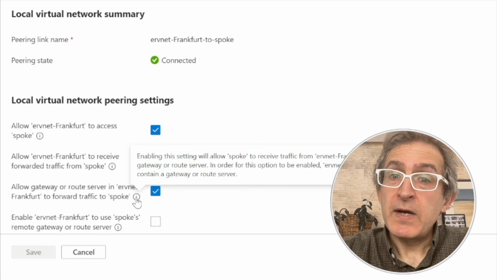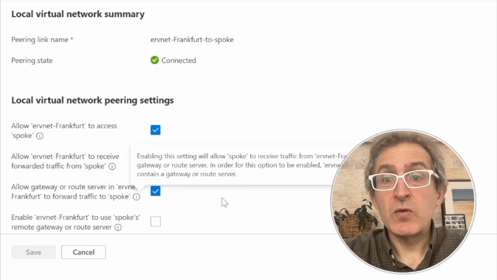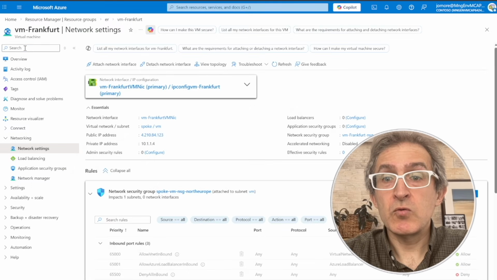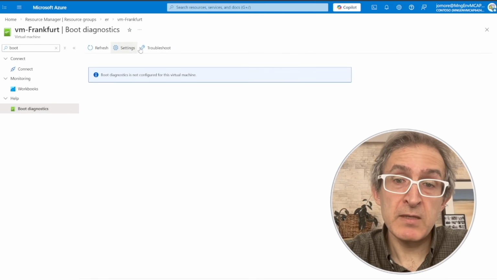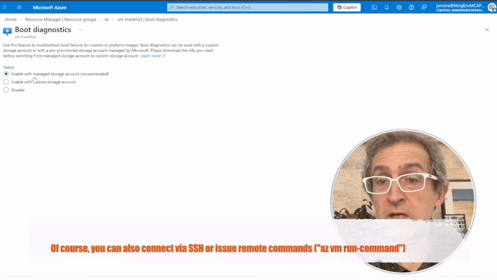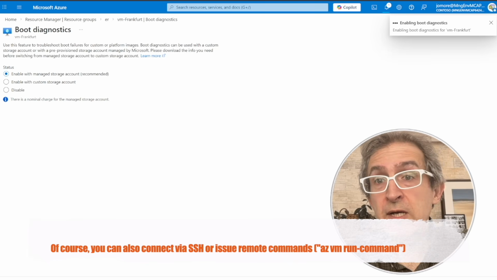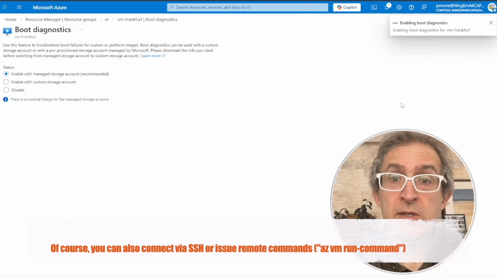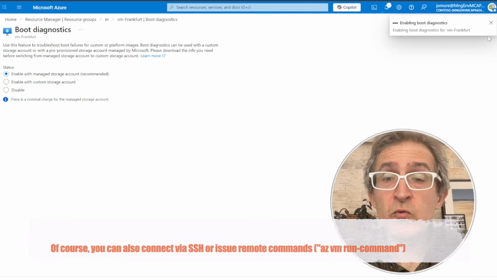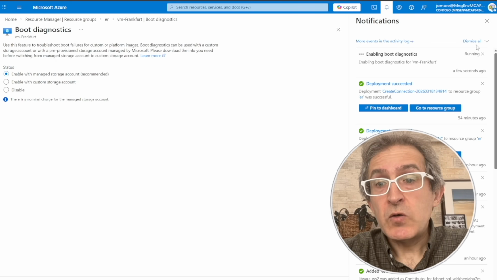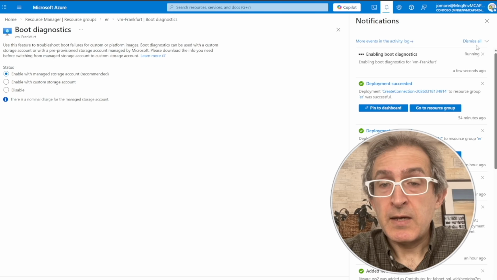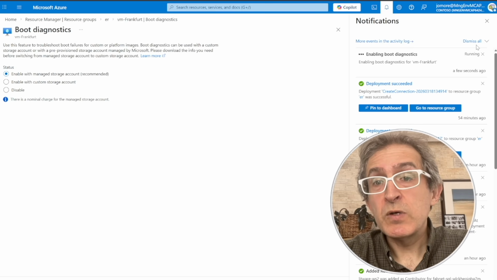Okay, now we have verified that routing works, so the virtual machine should be able to reach on-premises. We can connect to the virtual machine via the remote serial console. In order to do that, first we need to enable boot diagnostics. Let's do that quickly with a managed storage account. And then we can connect to the virtual machine via the console. And what we will do is just a quick ping and a traceroute.